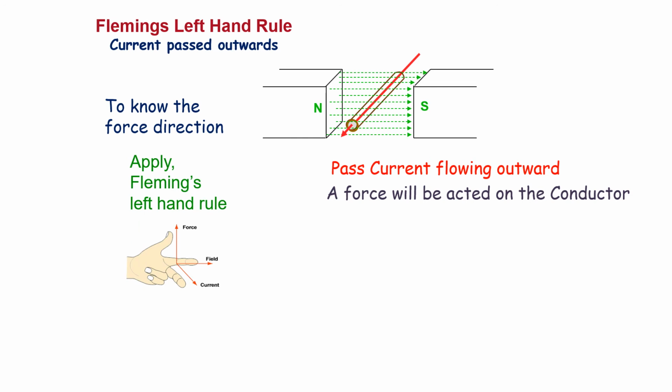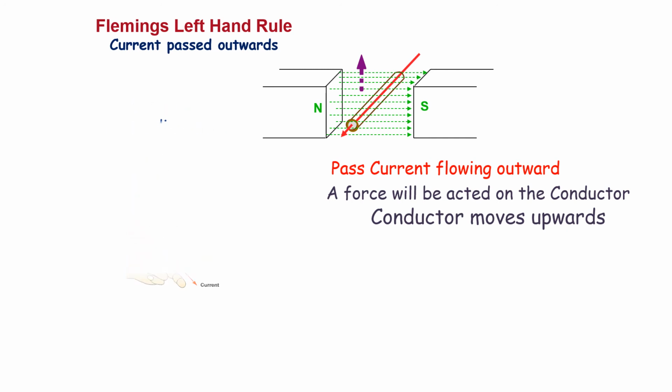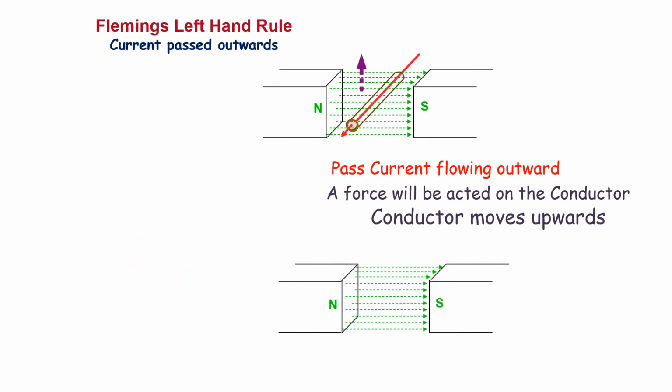The first finger is shown in the field direction towards right. The second finger is shown outward in the current direction, the thumb is stretched upwards. As the thumb shows the force direction, the force acted on the conductor is upwards. Because of this force, the conductor moves upwards. Let us understand the same with the help of another figure.